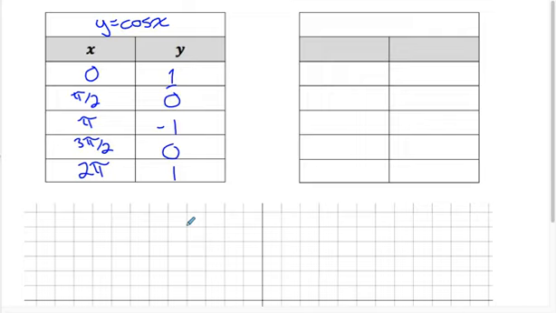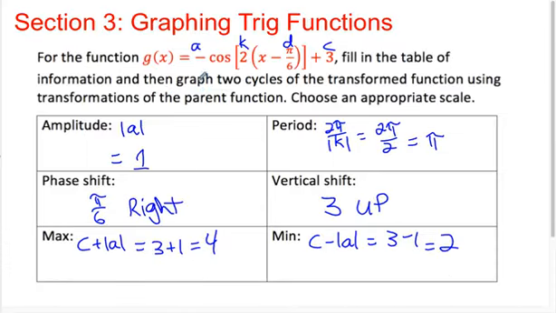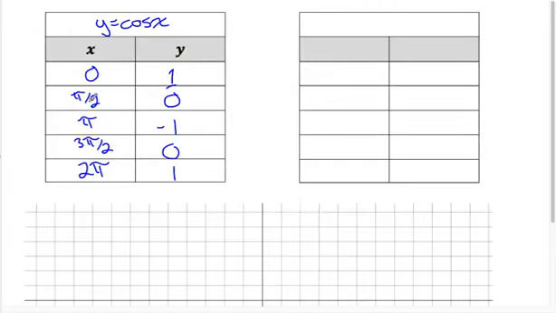If you forget these values, you can use your unit circle, or you can ask your calculator. Cos pi over 2, your calculator knows it's 0. If we want to graph the transform function, we'll do the proper transformations to these points.